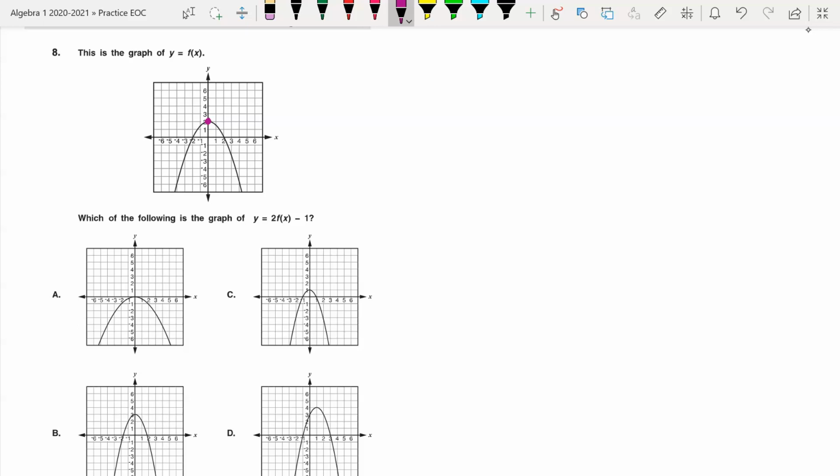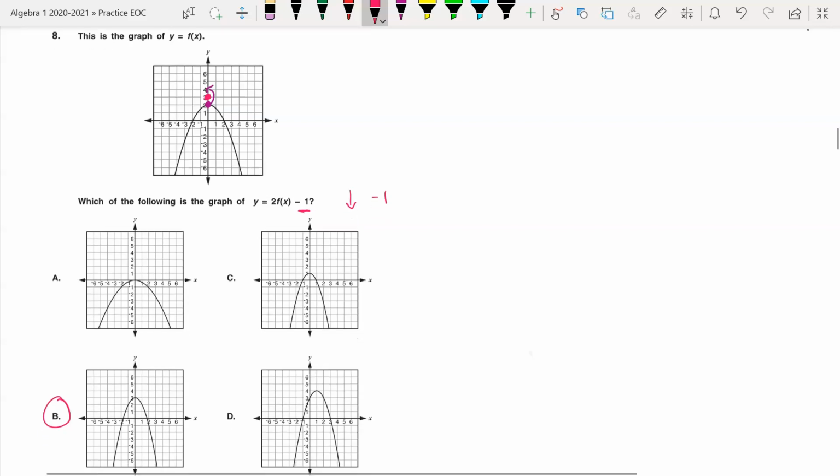So if I double it, that means I'm going to go up 2 times 2. That means I'm going to go up to 4. And I say minus 1. Well, minus 1 means I'm going to move it down 1. So now I'm going to be right here on 3. So is there one that has a vertex on 0, 3? Well, the answer is B, because I moved the vertex, I doubled it, and then I moved it down 1.